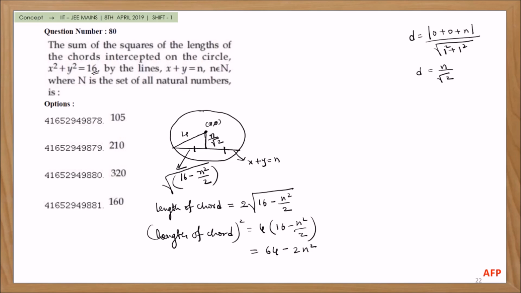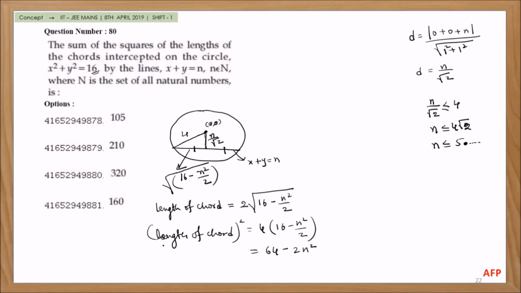But you have to find the summation. One more condition is there. Whatever this distance is, it cannot be more than 4, less than or equal to 4. So n value will be less than or equal to 4 root 2. So n value must be less than 5 point something, a decimal you will get. So n is equal to 5 or less than 5.